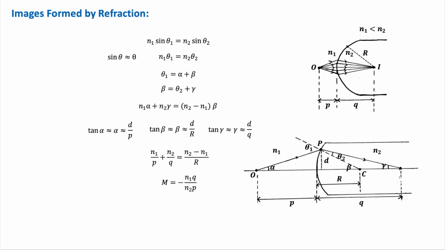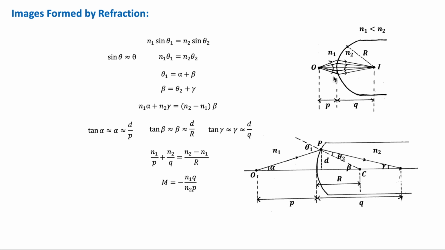So we will now consider images formed by refraction at the surface of a transparent material, and we will apply Snell's law of refraction and the paraxial approximation, okay? So let's consider two transparent media of index of refraction n1 and n2, where the boundary is a spherical surface of radius of curvature r, okay?